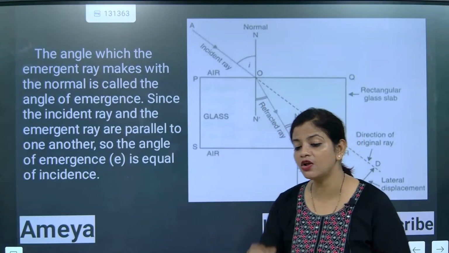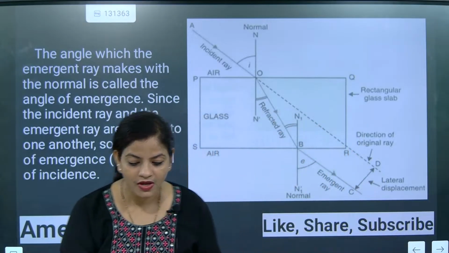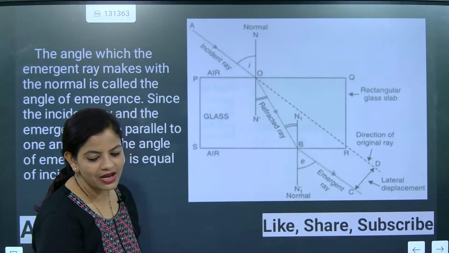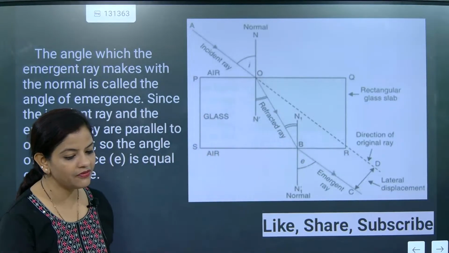And beta, when angle of incidence, so we have given a very important thing, Saifi. Okay, beta, I'll try my level best. If I'm not teaching good, I'll try my level best to teach good, beta.